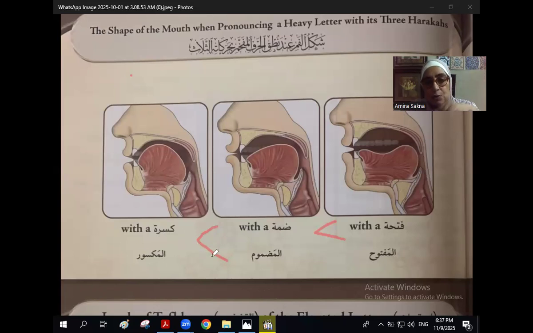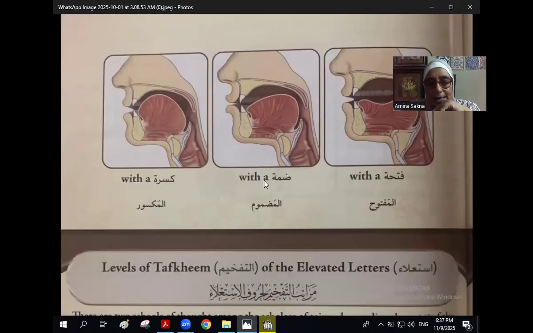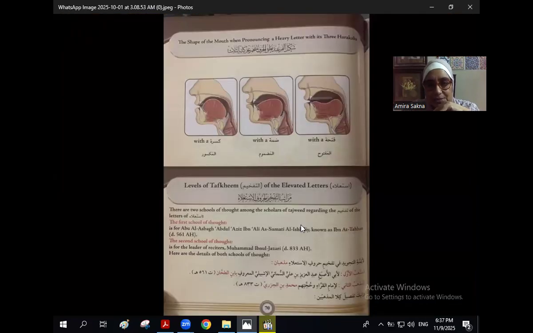There is a scholar called Al-Mitwalli. He was the head of the Egyptian reciters. He died around 130 years ago. He added to this school of thought the sukoon, and he said the sukoon is considered to have the short vowel or the haraka of the preceding letter. What does this mean? Let's go and see about this.